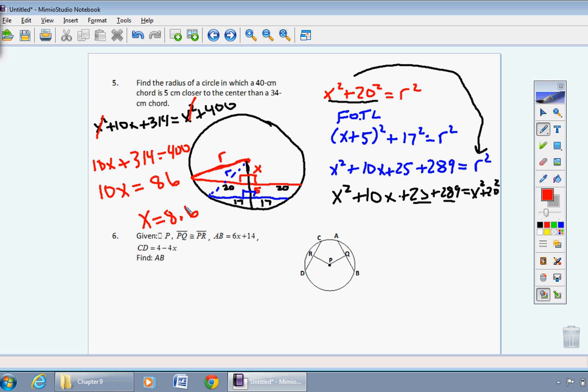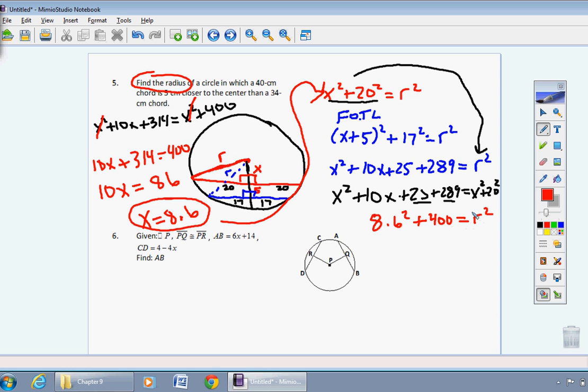Now, that'd be nice if the problem said solve for x, but it doesn't. It says find the radius. So if I want to find the radius, I have to take this 8.6 and plug it back in for x and solve for r. So that's going to give me 8.6 squared plus, I'm going to simplify 20 squared right now to be 400, equals r squared. And now I can solve for r. So when we do that, we get r is equal to about 21.77.